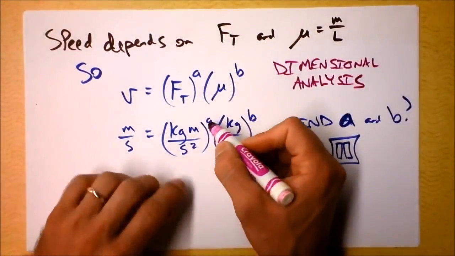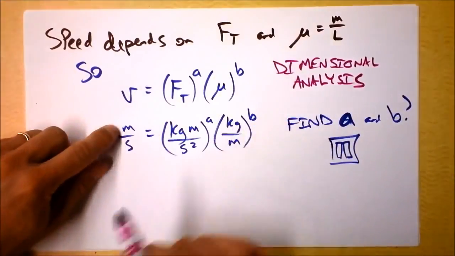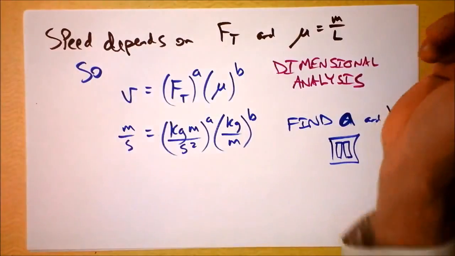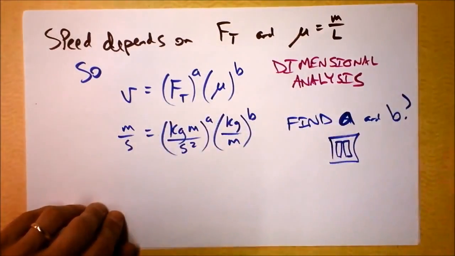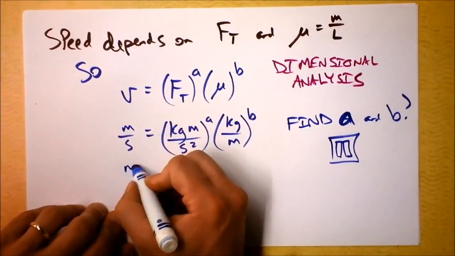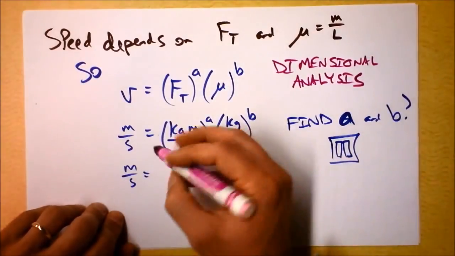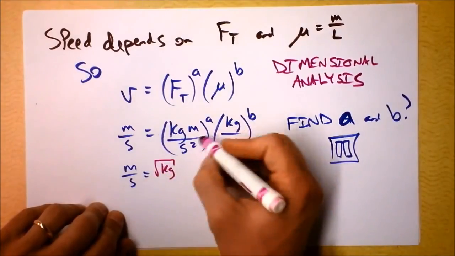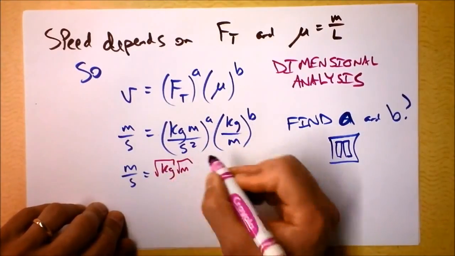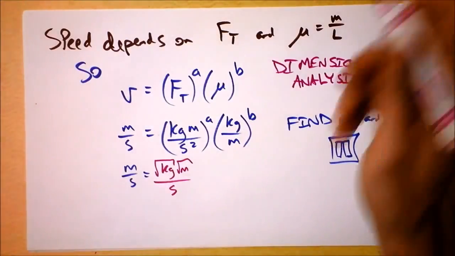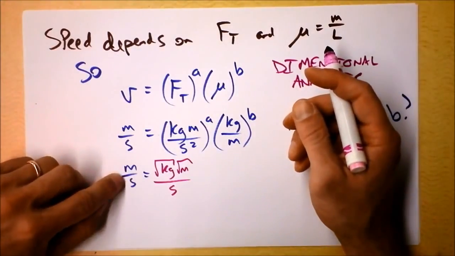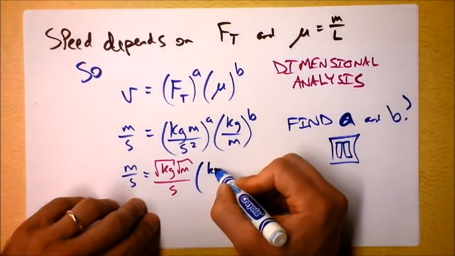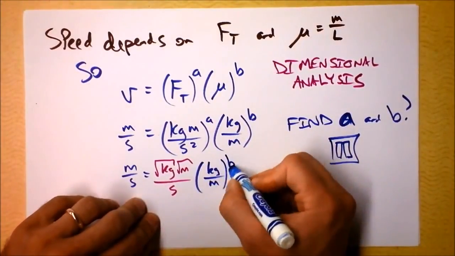Now, of course, if we're doing it scientifically, we would say that the power of m has to be 1 and the power of s has to be -1, and it would be very straightforward how to do this. But I'm going to go at it haphazardly. I'm going to say that meters per second must be equal to, well, I'm going to say the square root of kilograms and the square root of meters divided by seconds. Now you see how I've taken care of the seconds right there. And then I'm still going to leave this as kilograms per meters to the b.